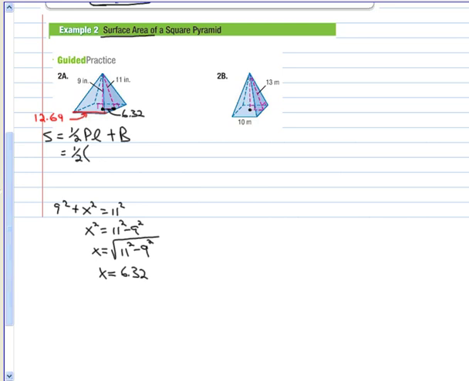If I want to find the perimeter, 12.64 times 4. So I'm going to call it 12.64 times 4. Now that's just my perimeter. Now I'll multiply it by my slant height, which is 11. Plus, how are we going to get the area of that base? 12.64 times 12.64 or 12.64 squared. Run that through a calculator. Let's see what you get.